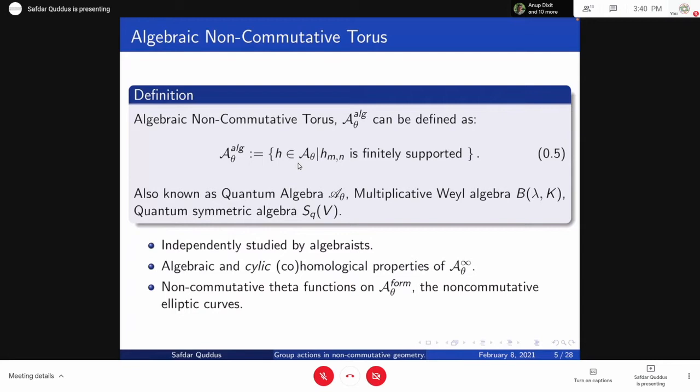So we have two kinds of torus already. One is the smooth torus, which is A theta infinity. This is the algebraic non-commutative torus, which is A theta L. And also we have A theta form, which is the formal non-commutative torus, which is basically a one parameter deformation of the algebra of formal functions on the classical torus.